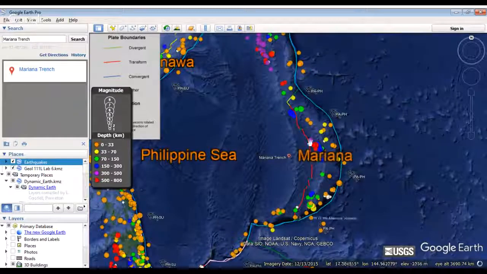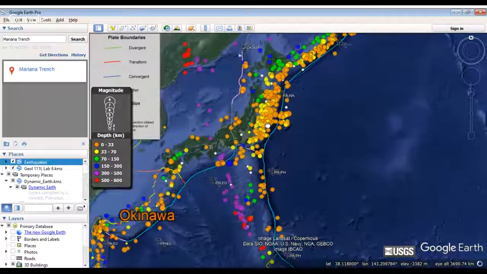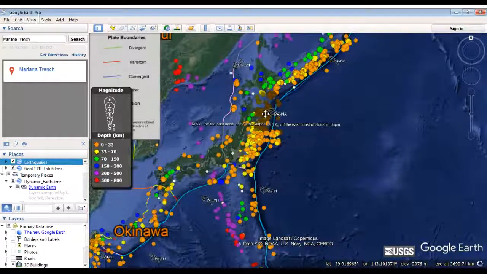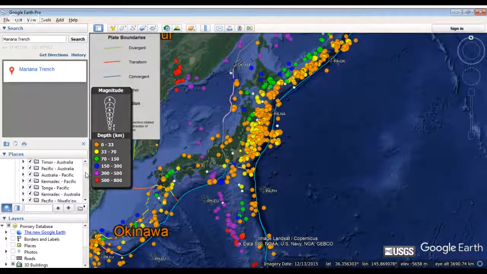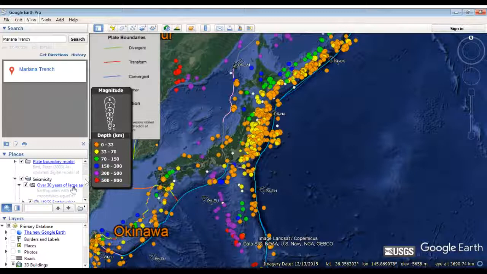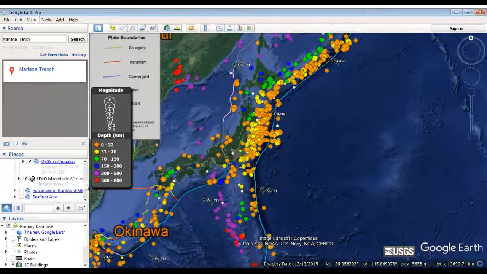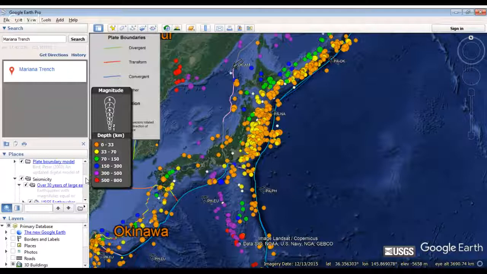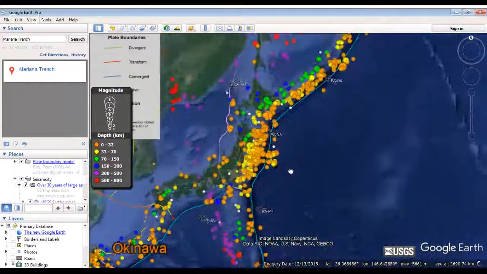So there's the trench right here. Oh, whoa. Yours shows way more than mine does. Yeah, so I think this is the last 30 years. Oh, 30 years? Oh, okay, mine was the last 30 days. For 30 years. Wow. That's cool. I'm going to close mine because I want to look at yours.